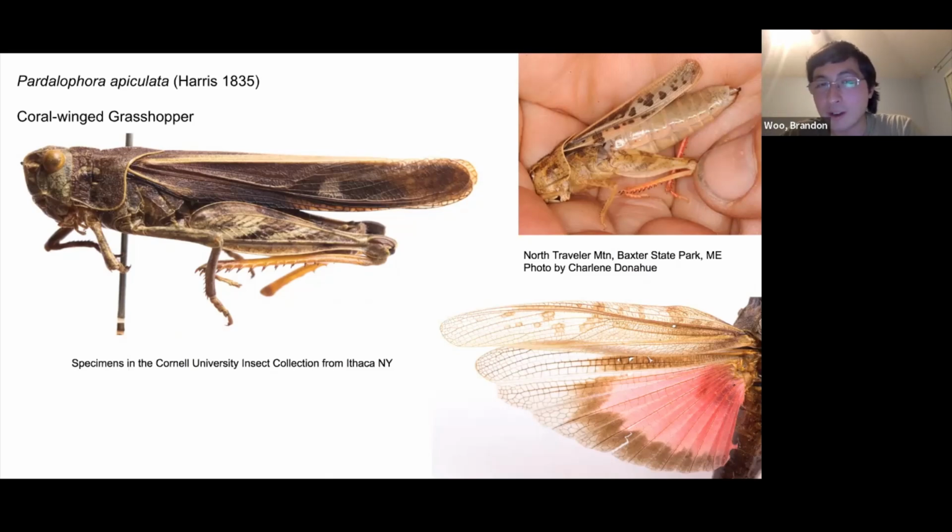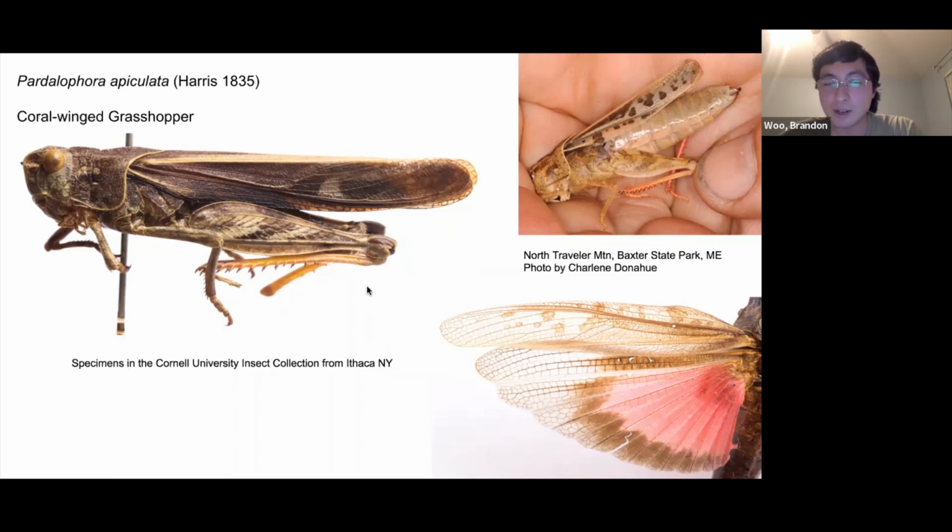In papers from the 1920s, like Morse, he says that it's recorded all the way from the top of Mount Katahdin to Nantucket Island, Massachusetts, which is, well, okay, that's a huge range, and I've never seen it. And they have these really bright pink wings, and they overwinter as nymphs. It supposedly inhabits open, brushy, sandy areas. And I have checked a lot of those places and never seen it.